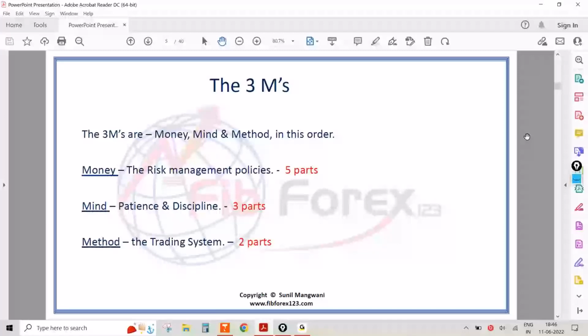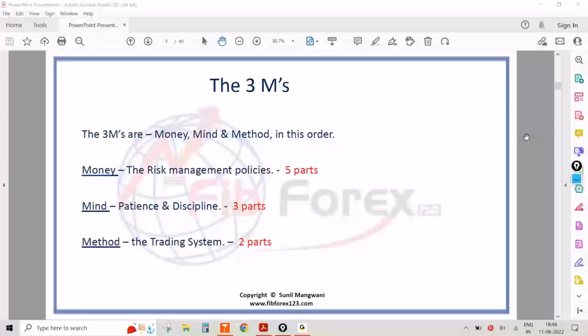So money is your risk management policies, your money management, which is first. Second is your mind factor, which I call discipline and patience. And the third is the method. Now, if we distribute these on a scale of 1 to 10, risk management takes up 5 parts out of 10. The mind factor takes up 3 parts out of 10.